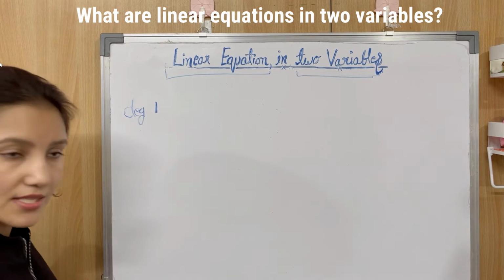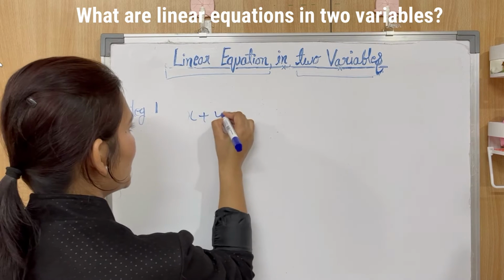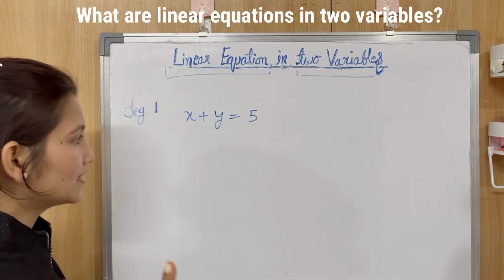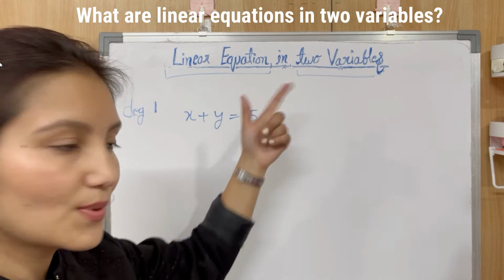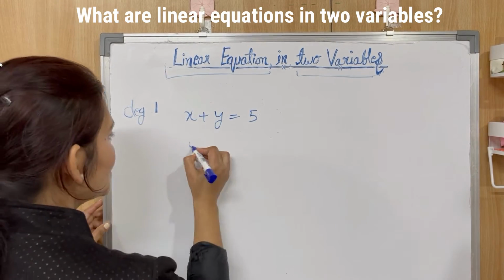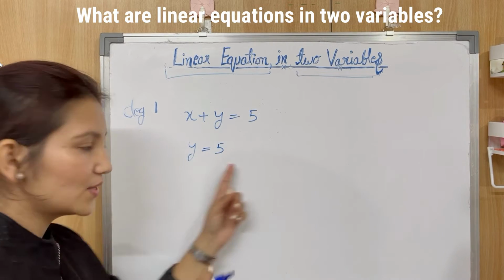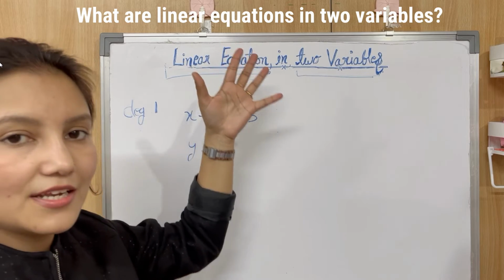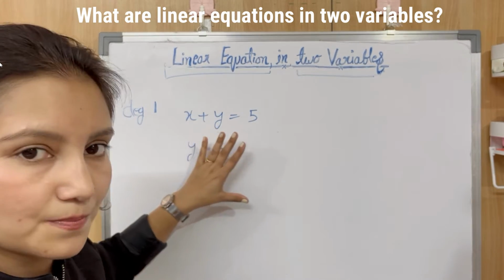So degree 1 equations are, for example, x plus y is equal to 5. So this is a degree 1 equation. Okay, the highest power of the variable is 1. So that's why it is a degree 1 equation. So it is a linear equation, right? y is equal to 5. This is a degree 1 equation. Okay, so that's why it is a linear equation. So basically linear equations are degree 1 equations, right?